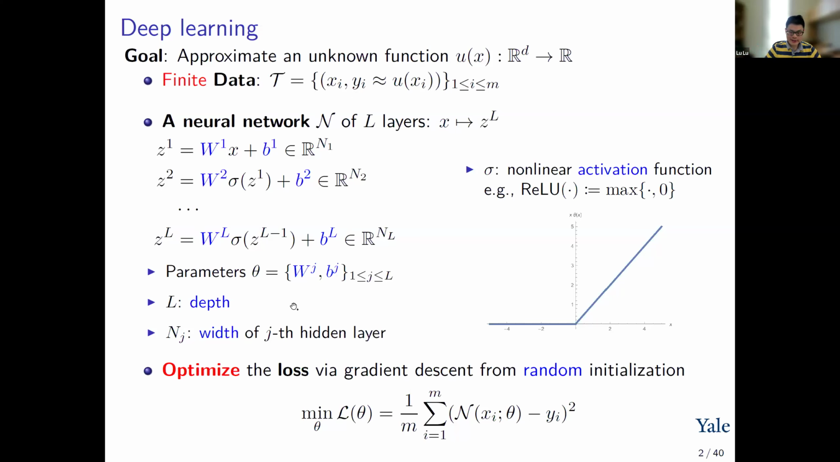Then we design this network. Also in between hidden layers, we have the activation function, which is nonlinear. Then we have a loss function to measure the difference between the network prediction and the ground truth in the data set. Then by minimizing this loss function, or training the network, we can obtain an approximate version of the underlying ground truth function u(x) by using the network. So this is a very straightforward and standard deep learning framework.